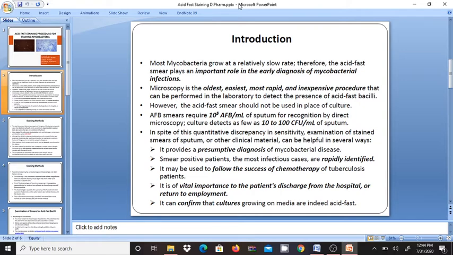Smear positive patients, the most infectious cases, are rapidly identified. It may be used to follow the success of chemotherapy of tuberculosis patients. It is of vital importance to the patient's discharge from the hospital or return to employment. It can confirm that cultures growing on media are indeed acid fast.